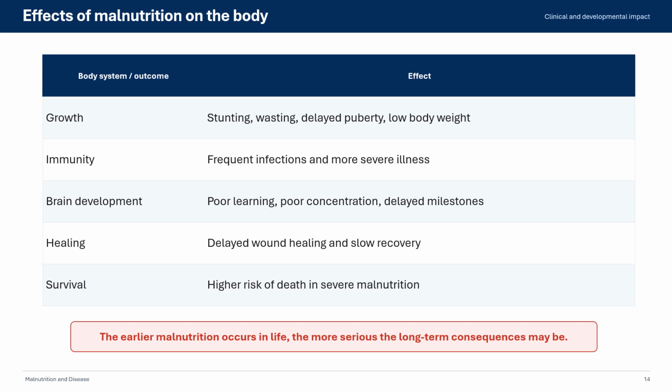In general, malnutrition affects the body in several forms, such as affecting the growth, leading to stunting, wasting, delayed puberty, low body weight. It can also affect the immune system of the body, leading to frequent infection and more severe illness. It can also affect brain development. It can affect wound healing. It can also lead to higher risk of death in severe cases of malnutrition.